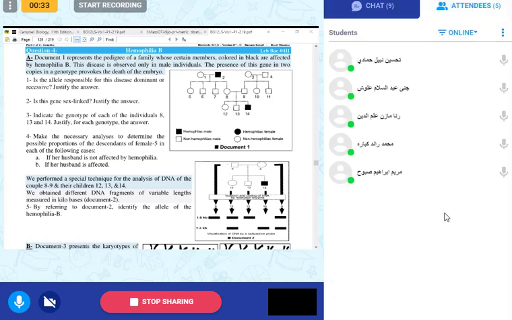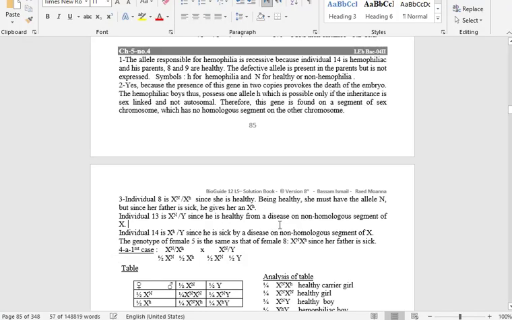Number three, Maryam. Yes, sisters. Okay, yalla. Indicate the genotype of each of the individuals 8, 13, and 14. Justify for each genotype the answer. Professor, what we found is that it is sex-linked. Yes, and it will not be on the Y, because Muhammad proved that if it is on the Y, an affected father should have an affected son, and he denied this.